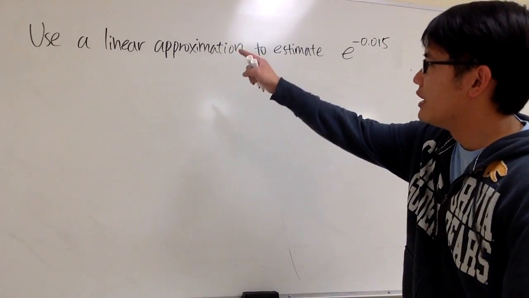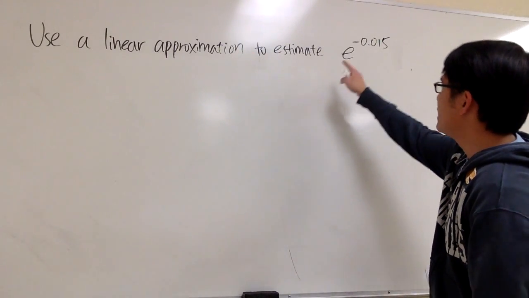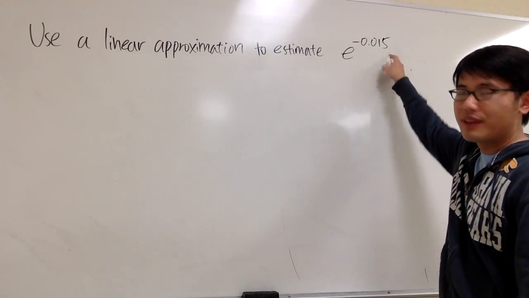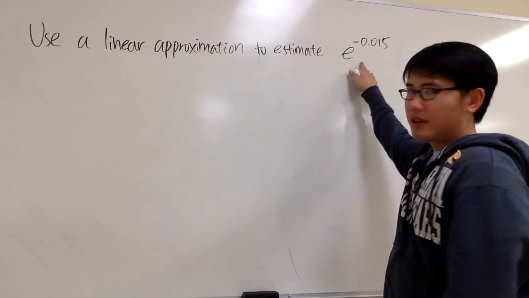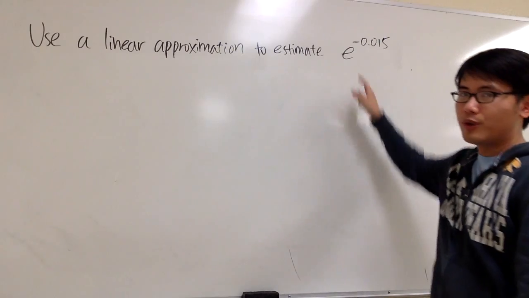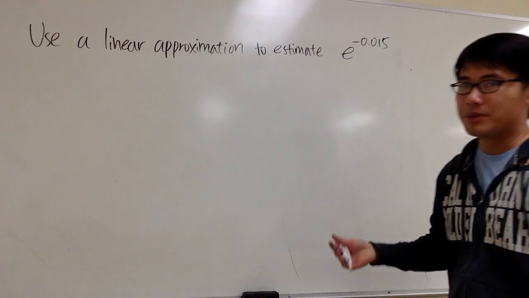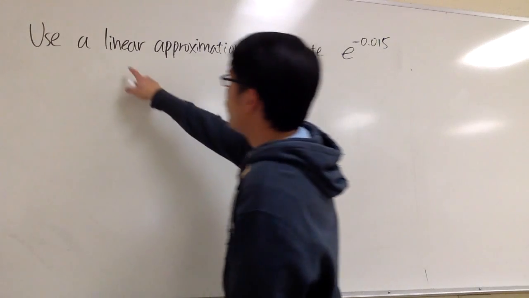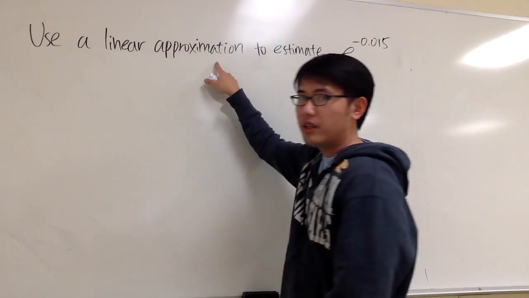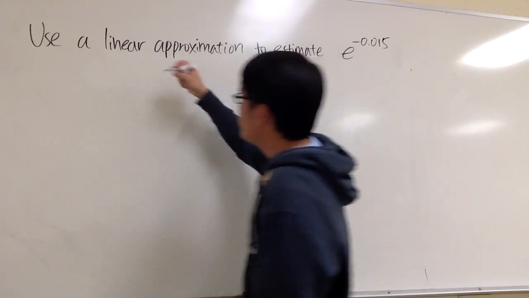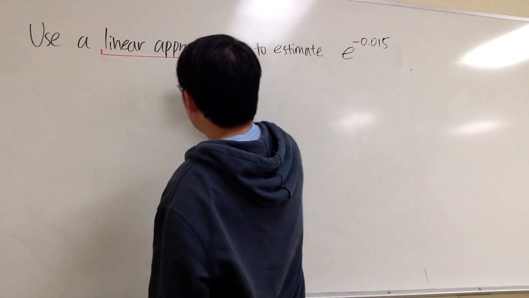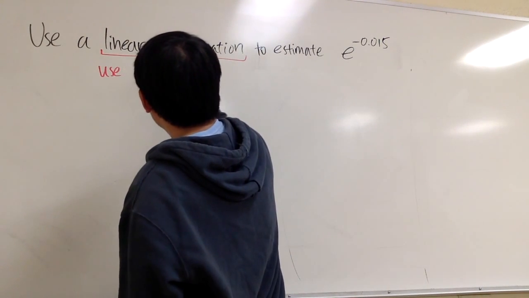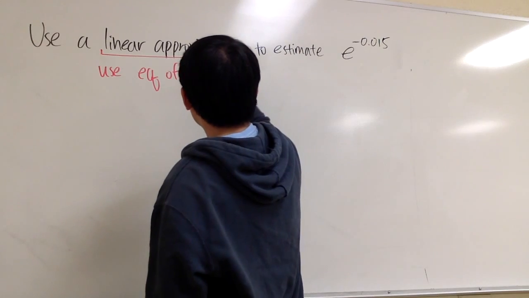We are going to use a linear approximation to estimate the value of e to the negative 0.015. Well, this cannot be done by hand because we don't know how to do e to some number besides e to the 0, e to the 1, right? Things like that. But the strategy is we are going to come up with a linear approximation, and that means we are going to use an equation of a tangent line. So let me just make a note: use equation of tangent line.